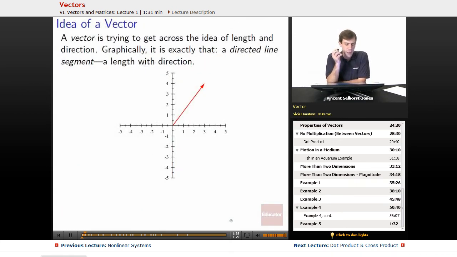The idea of a vector. So a vector is just trying to get across the idea of length and direction. Graphically, if we look at a picture of it, it's exactly that. It is a directed line segment, a length with direction. So it's both of these things at once. So in this case, we're starting at 0, 0, and we've got this length here, and the arrow at the end says that we're going in this direction. So we've got a chunk of length, and we see which way it's pointed, right? It's pointed in a very specific direction. It's got some angle to it.